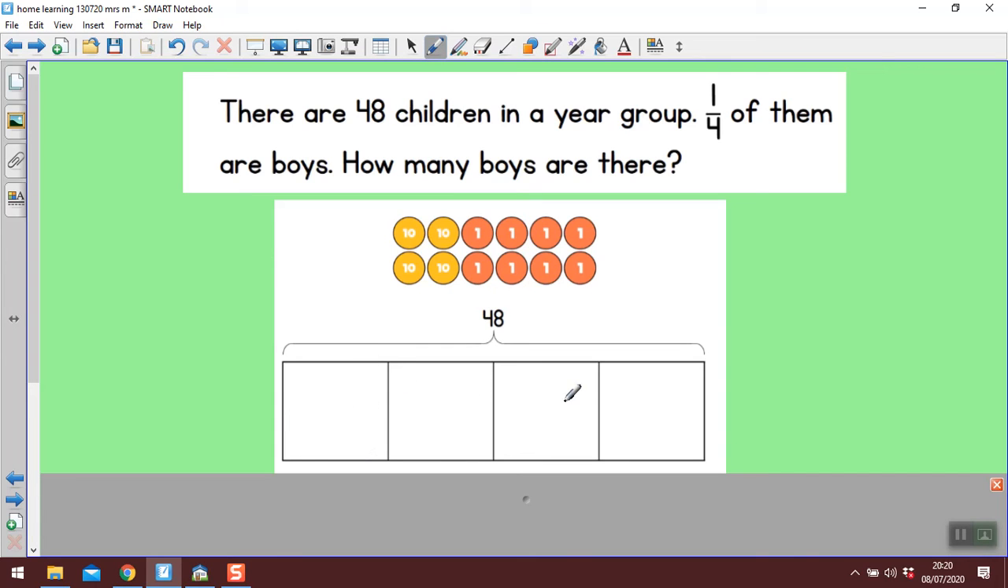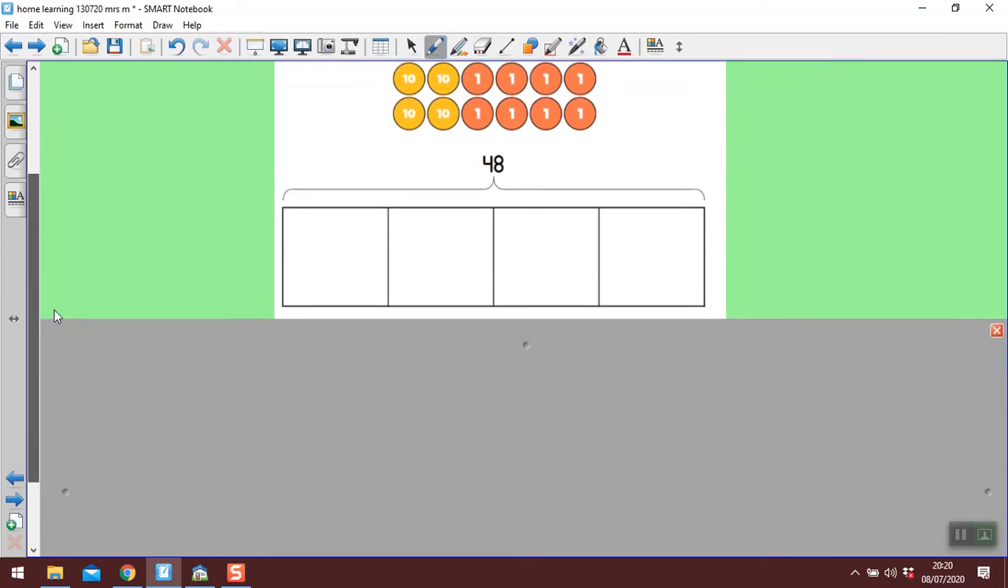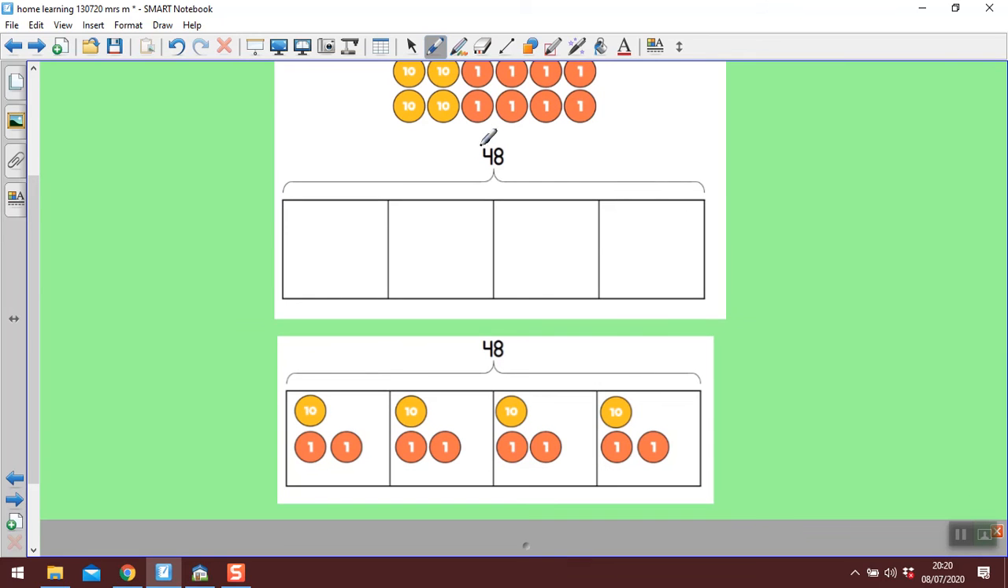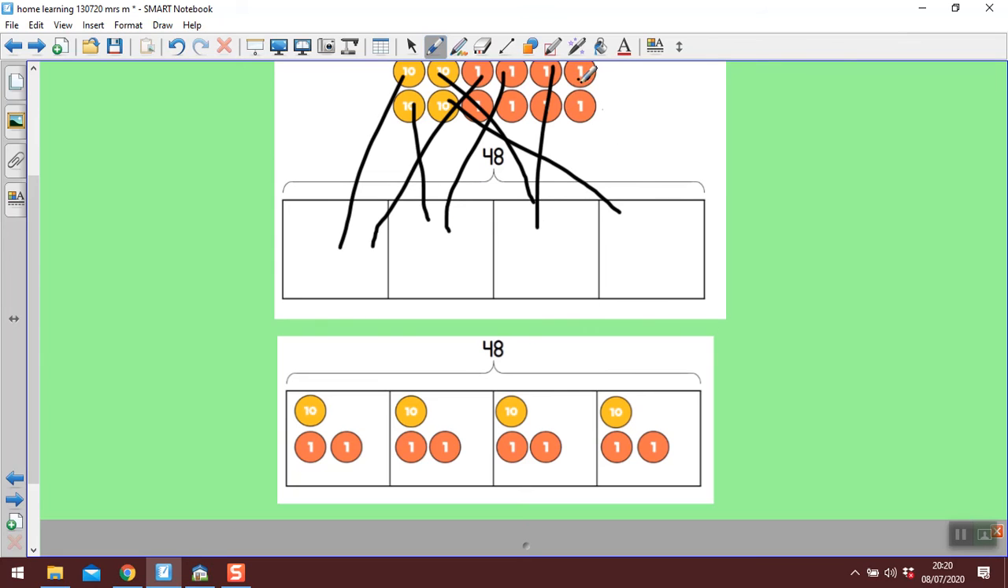So I've got 4 equal sections because I want 4 parts, and I want to know how many children are in 1 out of those 4 parts. So I want to know how many is just in 1 box. So what I do is I share them out. That one goes there, that one goes there, that one goes there, that one goes there, and it looks like this.